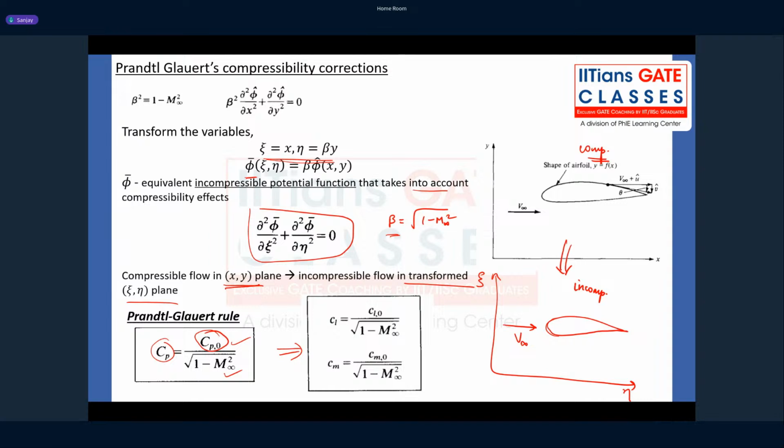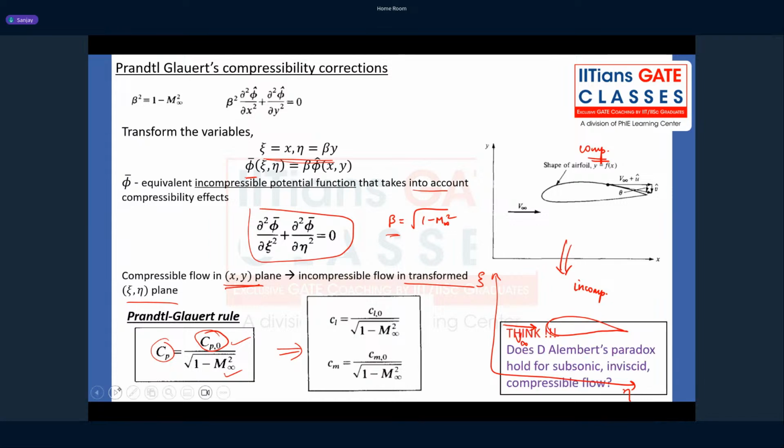So the Prandtl-Glauert rule is just telling you that the incompressible coefficients can be transformed into compressible coefficients by introducing this factor beta. This was a correction done to account for compressibility effects. Now, when you move closer to Mach 0.7, 0.8, what really happens? Something interesting happens on the airfoil. Let's see that.